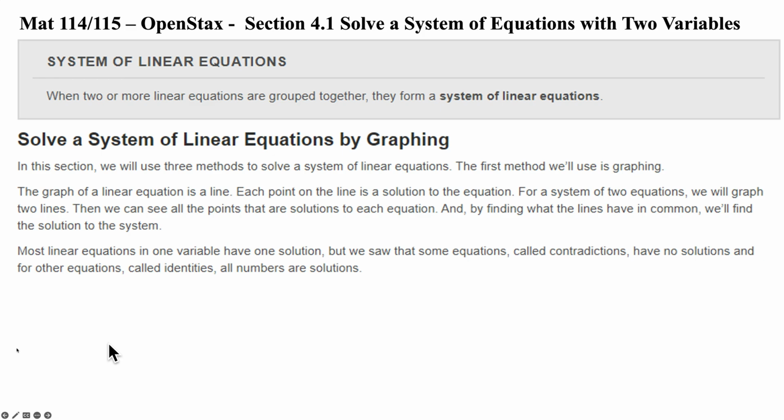4.1, where we're going to start solving systems of equations in two variables. And we're going to focus first on graphing the system of equations. And these equations are going to be linear equations. So we're going to be graphing our lines, what we did in chapter 3.